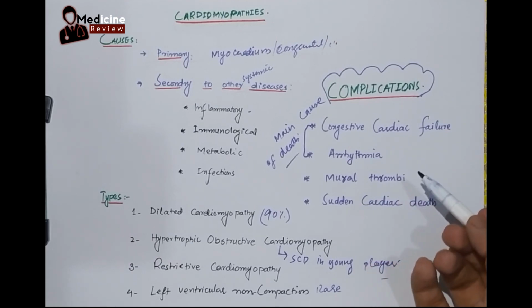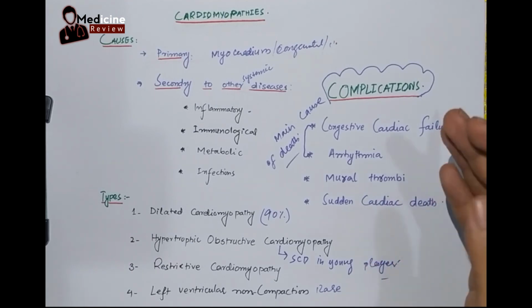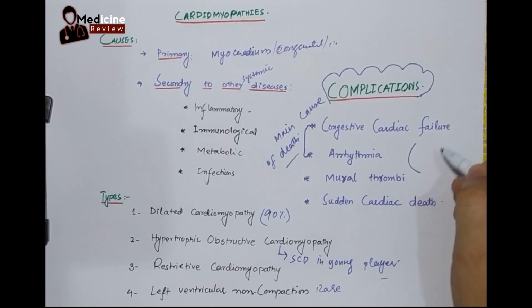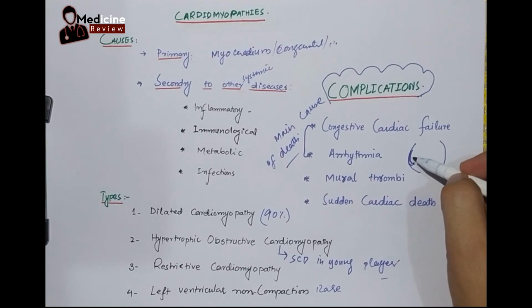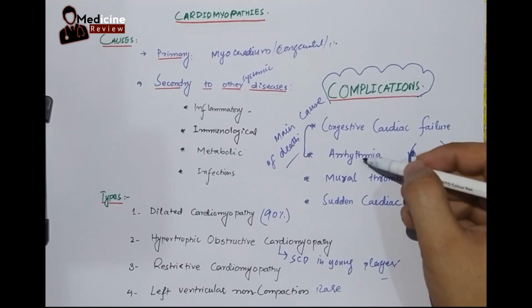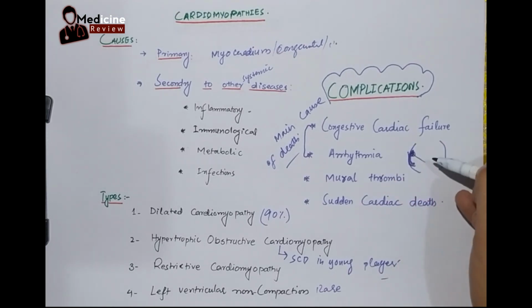Another is mural thrombi. For example, this is the heart, this is the endocardium. Because of some defect, there will be accumulation of platelets, or formation of thrombus, and if there is arrhythmia on top, this thrombus can detach from the layer of the heart, which is the endocardium, and that thromboembolism, that emboli, can go to any part of the body and cause ischemia and infarction.